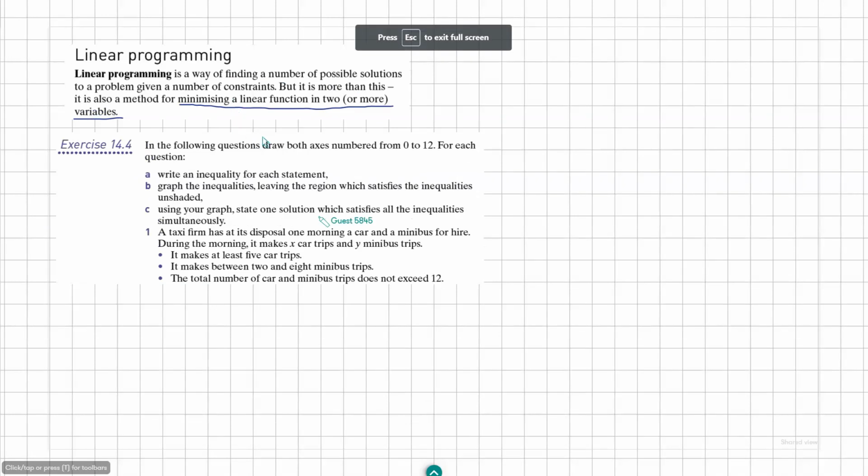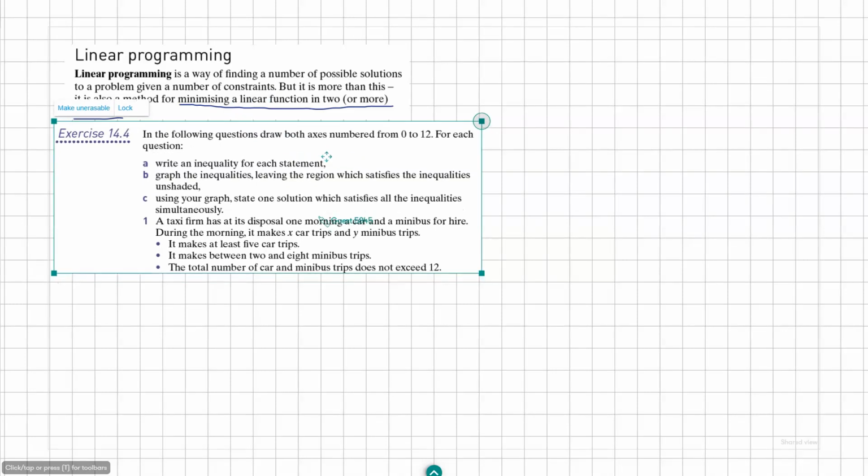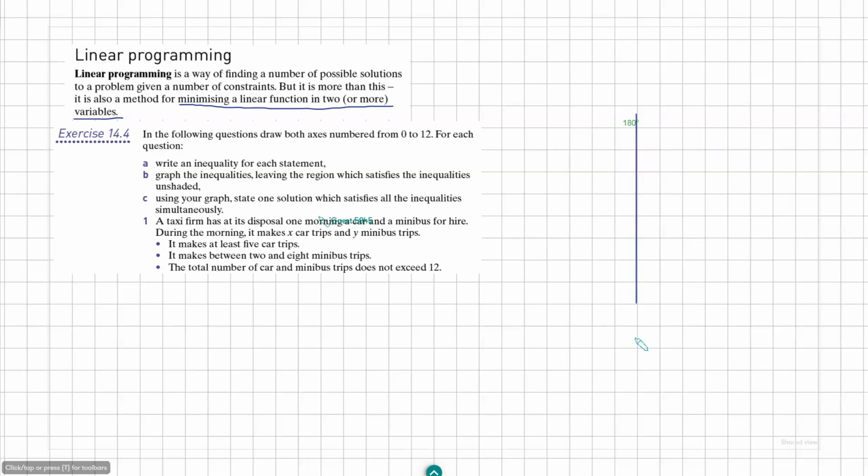In the following questions, draw both axes numbered from 0 to 12. They are just giving you a hint here. When you draw your coordinate axis, there is always this question: how long should your axis be? So here they have given you that you have to draw your axis numbered from 0 to 12.